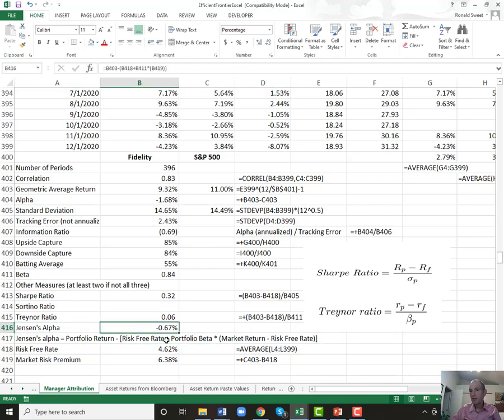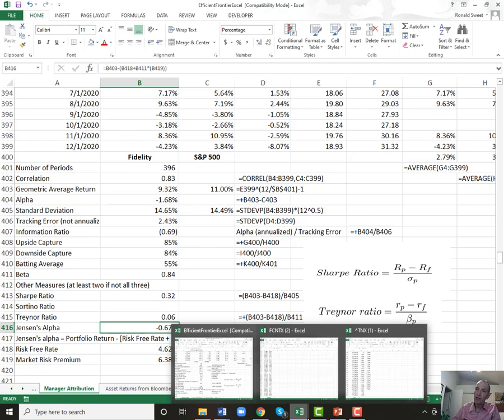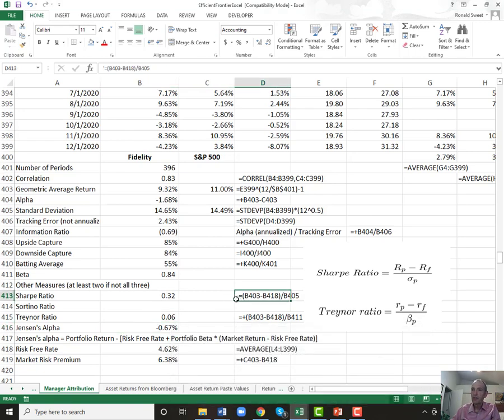So here the Jensen alpha, their regular alpha was minus 168. Their Jensen alpha is only minus 0.67, and the reason for that is because their beta was much lower than 1. What they're essentially saying with Jensen is that it did help them. They're still negative, but they weren't as bad as the original alpha showed them to be.